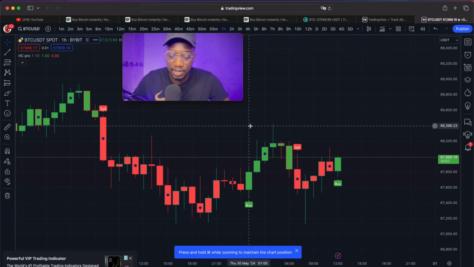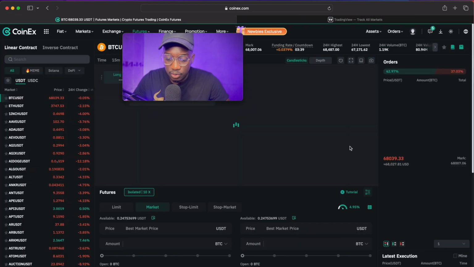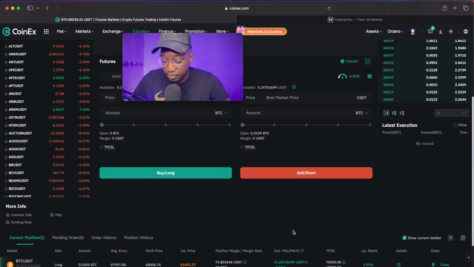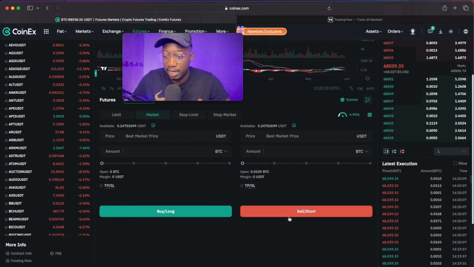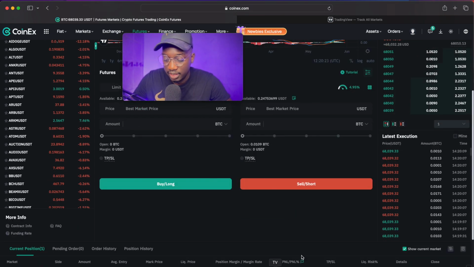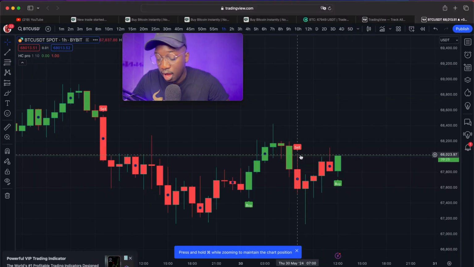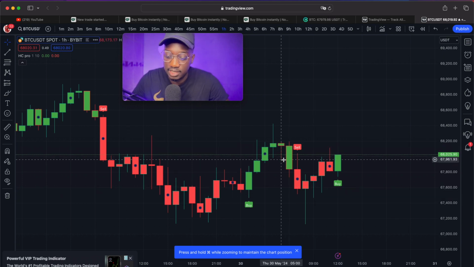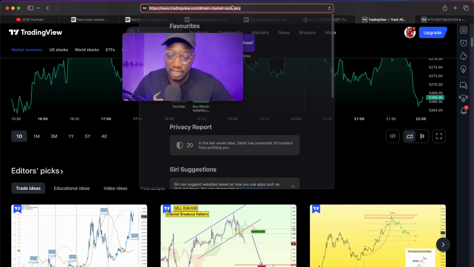So this is pretty much how I trade. When it's time to buy, I go to CoinEx and put a long position. Right now, our position is in the green, which means that we're making money. And when it's time to sell, I also wait for the signal. When I get the signal, I go on CoinEx and put a short position, and that's how I make money with derivatives.